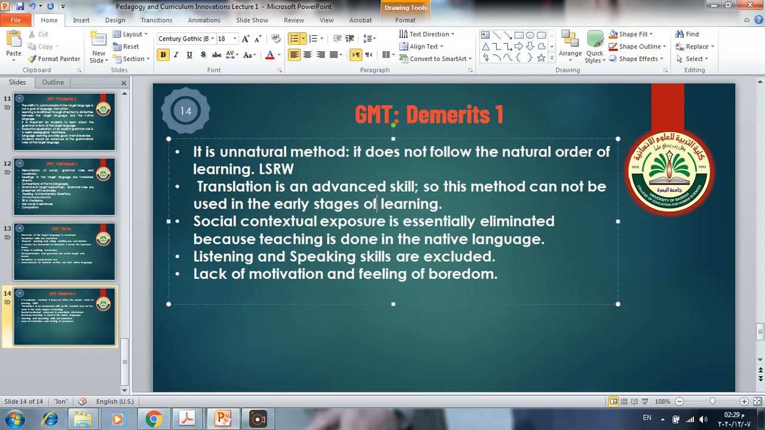Lack of motivation and feeling of boredom. The students are not going to be motivated, and they are neither teacher motivated nor self motivated because they need just to memorize lists of words and phrases, and that's it. This will make them feel bored.